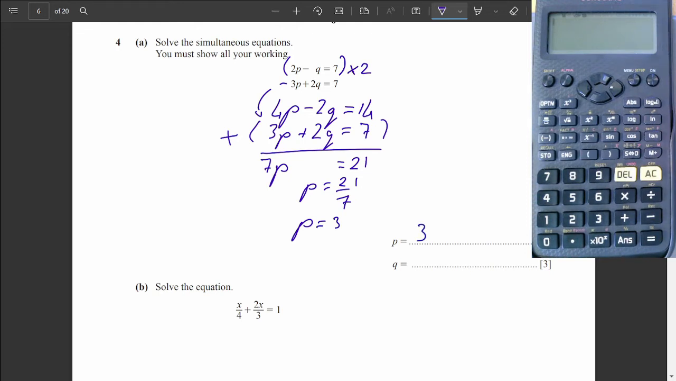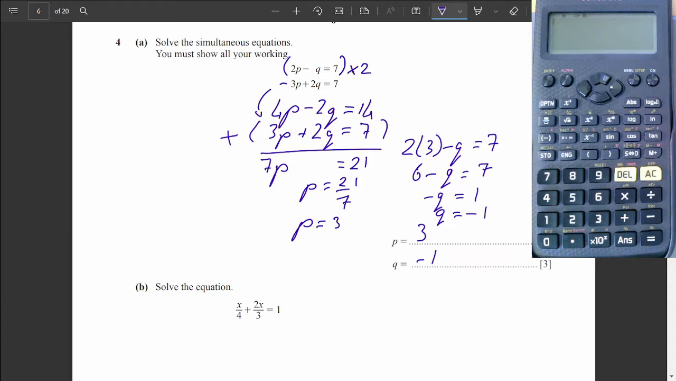Brilliant. Now to find q, we substitute it back into any of the equations at the top. You can do the first or the second. Let me do the first one. So 2p, oh no, we want to change the p for a 3, minus q equals 7. That gives me 6 minus q equals 7. That gives me minus q equals 7 minus 6, which is 1. So minus q equals 1, so q equals minus 1. And we got the answer.